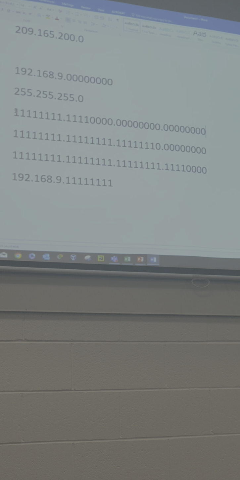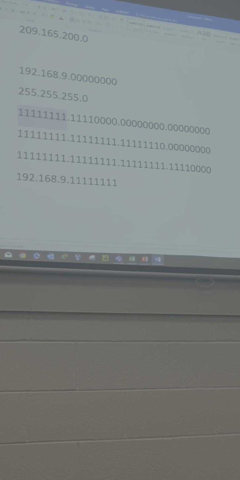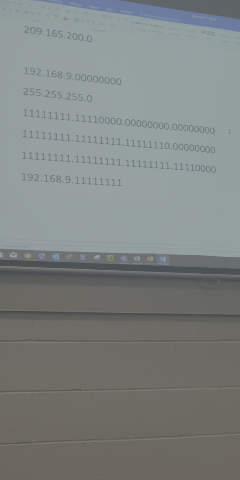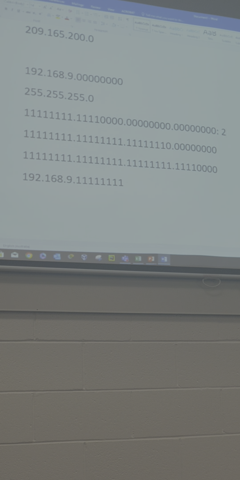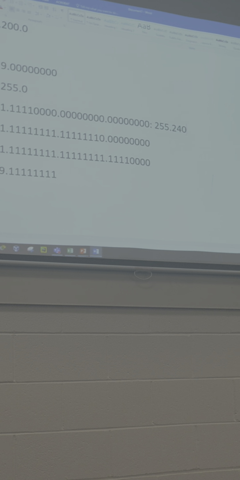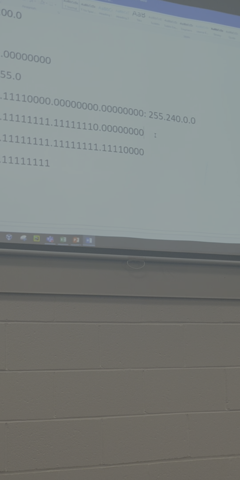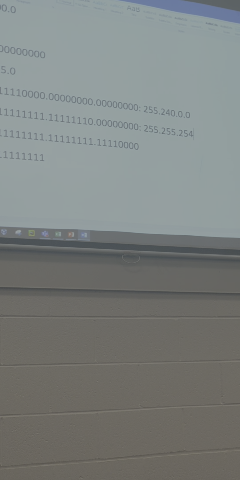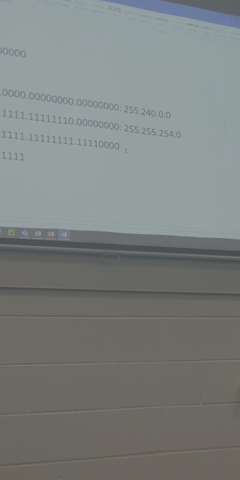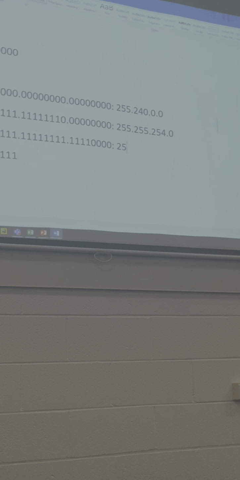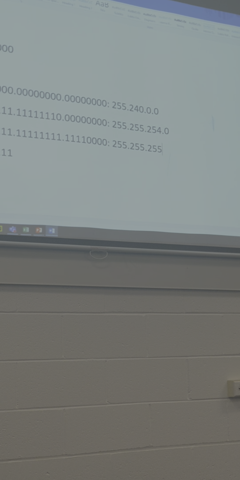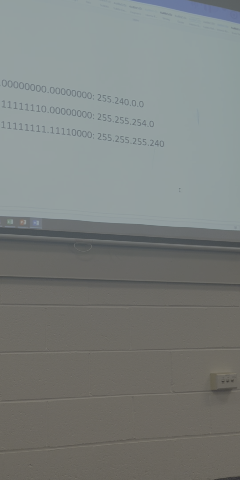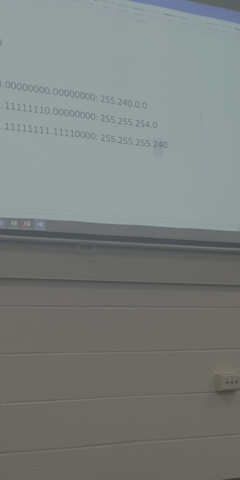And all we do is just, same way we did before, work out what these numbers are in decimal. So this would be, for instance, 255.240.0.0. This would be 255.255.254.0. And this one would be 255.255.255.240. Okay, so this is an example where there's no zero.